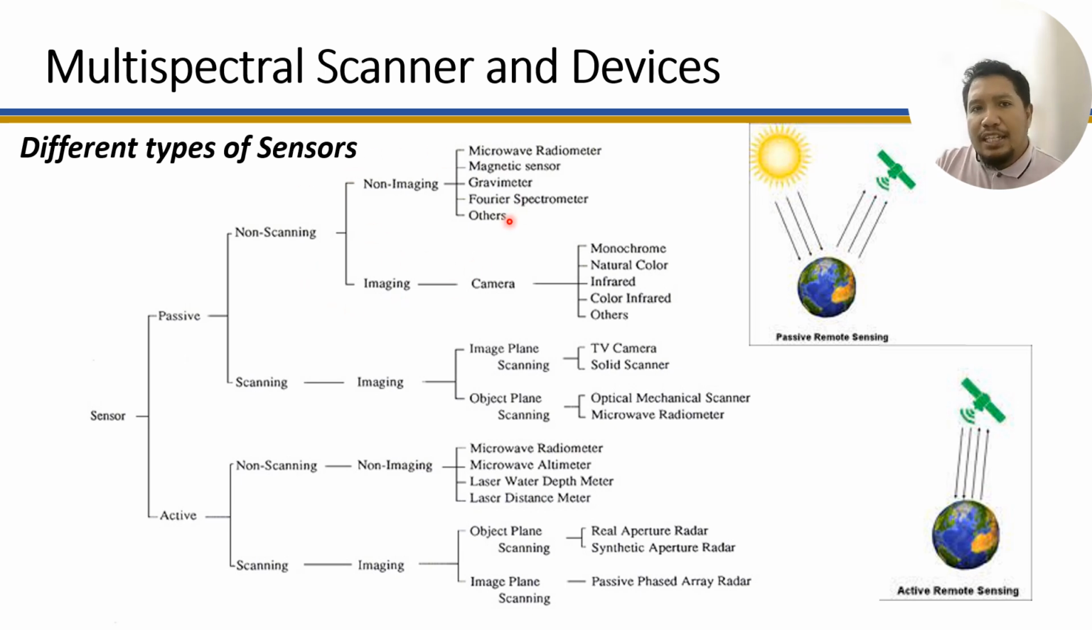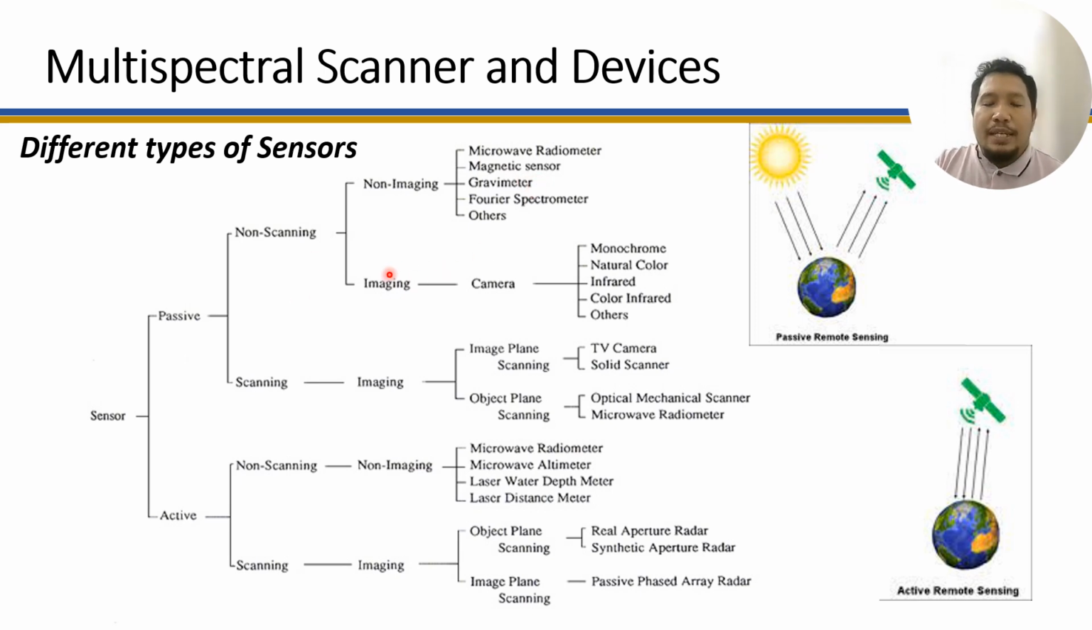For the non-imaging, these sensors are designed to capture non-image data. For example, it has a microwave radiometer that detects microwaves naturally emitted by objects, a magnetic sensor that measures magnetic field strength, a gravimeter that measures the gravitational force of the earth, and also a Fourier spectrometer to analyze the spectral composition of incoming light, primarily used for atmospheric studies. And we also have other applications for the non-imaging sensor.